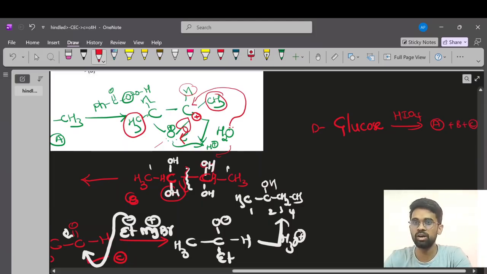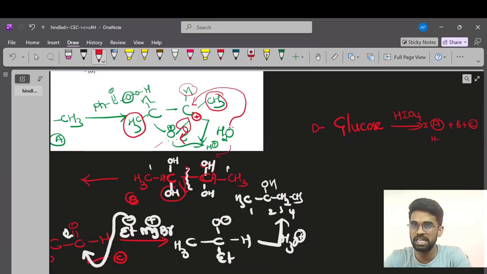Let's say X number of formaldehyde molecules are formed, Y number of glucose molecules, let us say, are formed, and Z number of formic acid molecules are formed. Like this, they will ask you: what are the values of X, Y, Z, or the sum of X, Y, Z?